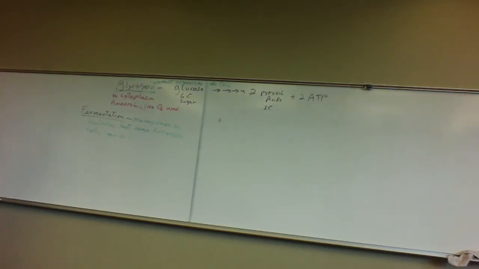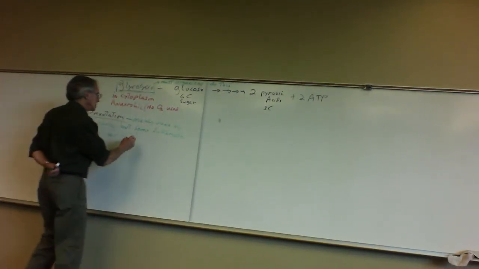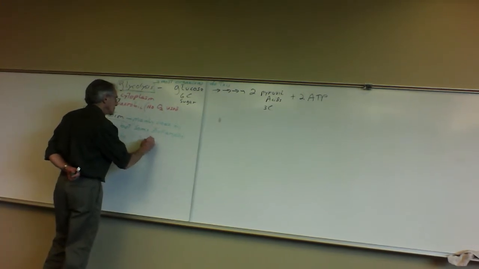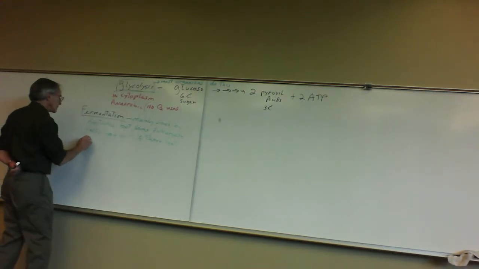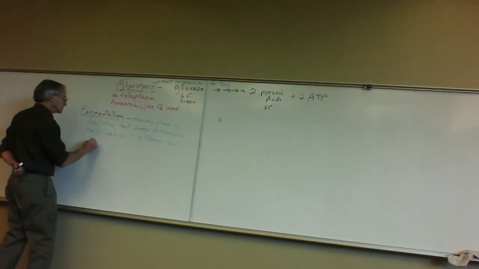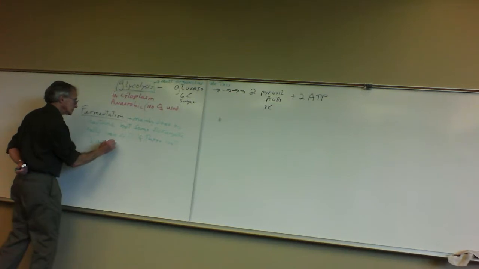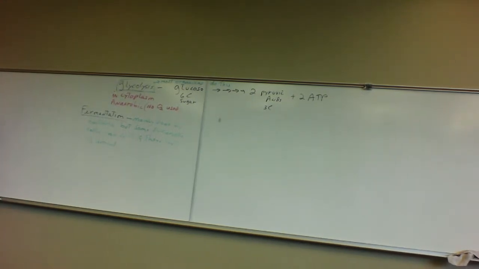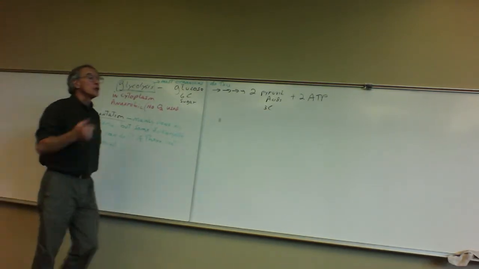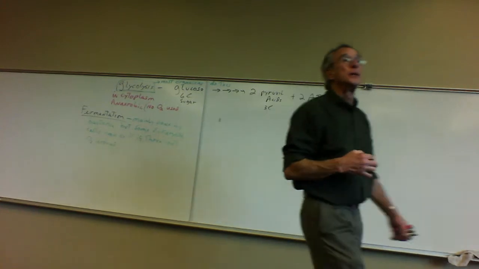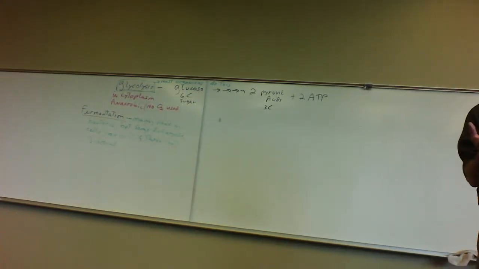Some eukaryotic cells can do it if there's not enough oxygen around. You could say not enough O2 is around. The example is yeast. You know, we use yeast to make bread or to make wine or something like that. Yeasts are fungus, so they are eukaryotic, so they can do cellular respiration. But if there's not enough oxygen, they'll ferment.